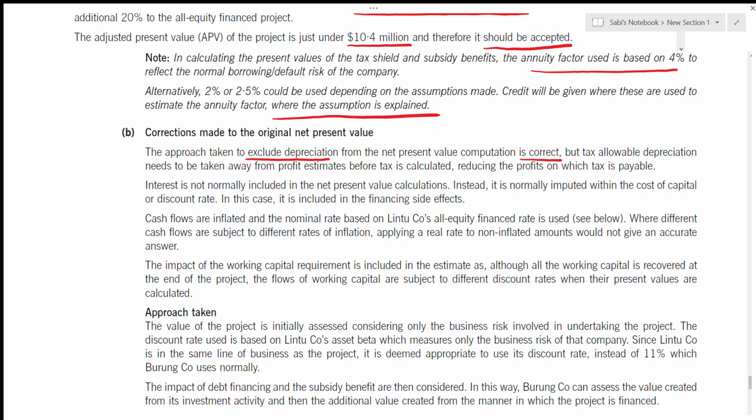Tax allowable depreciation. Also, I have to reduce your profit, because when your profits are reduced, the tax you pay will also reduce. You are saving tax by having this tax allowable depreciation. So how are you going to show that saving in tax? You have to reduce the profit, because the lower the profit, the lower the tax, right? So tax allowable depreciation is to be taken. That's why you need to reduce this from the profit estimates before tax is calculated. Before tax is calculated, you have to reduce this from the profit: tax allowable depreciation reduces the profits on which tax is payable.